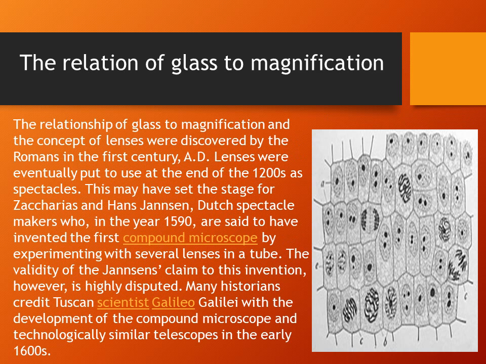The relationship of glass to magnification and the concept of lenses were discovered by the Romans in the 1st century AD. Lenses were eventually put to use at the end of the 1200s. This may have set the stage for the father and son who are said to have invented the first compound microscope by experimenting with several lenses in a tube. But what does the historian say? The historian says that the scientist Galileo, with the development of a compound microscope and technology similar to the telescope, worked in the early 1600s.